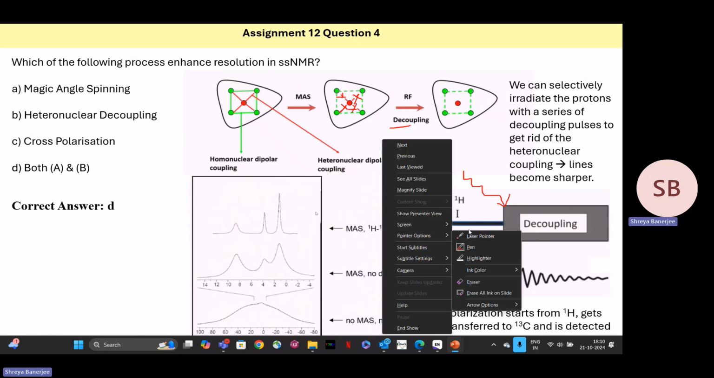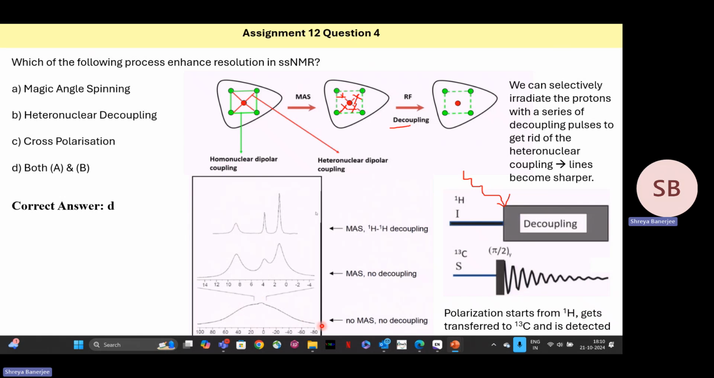A practical example of this is shown here. The lowest spectrum is where you have just taken the solid state NMR without any MAS and without decoupling. That is a very broad spectrum where nothing can be resolved. This spectrum is where magic angle spinning has been done, but the RF decoupling has not yet been done. You can see the resolution has increased, but it is still not the sharp line that is expected from solution state NMR. And finally, the topmost spectrum is where both magic angle spinning and RF decoupling have been done. This gives very sharp lines, and now the solid state NMR is comparable to the solution state NMR.